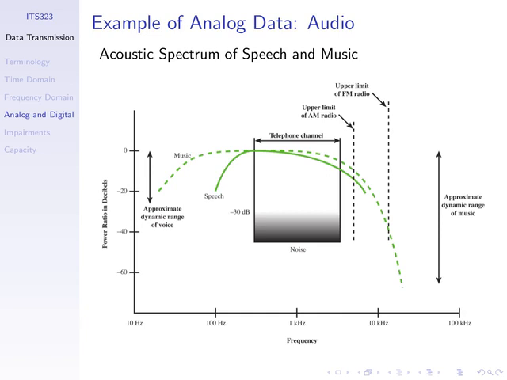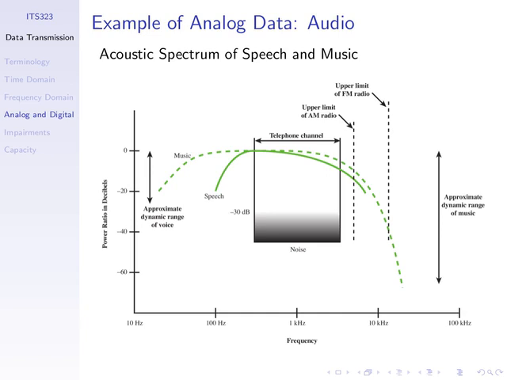An example of analog data: audio, speech, voice, and music is the other good example. This diagram shows the spectrum of these two types of data. Speech is this solid green line. The spectrum is showing the frequency components that speech contains. So speech contains components ranging from around 100 hertz up to several kilohertz, several thousand hertz.